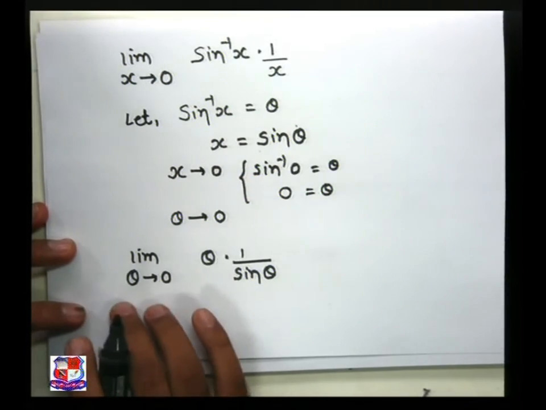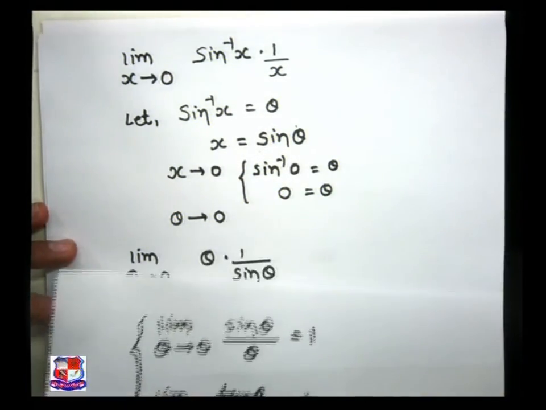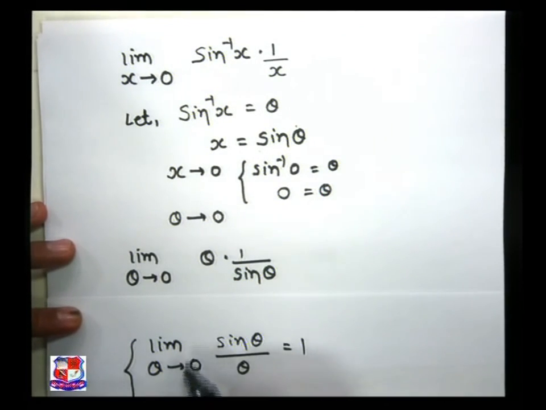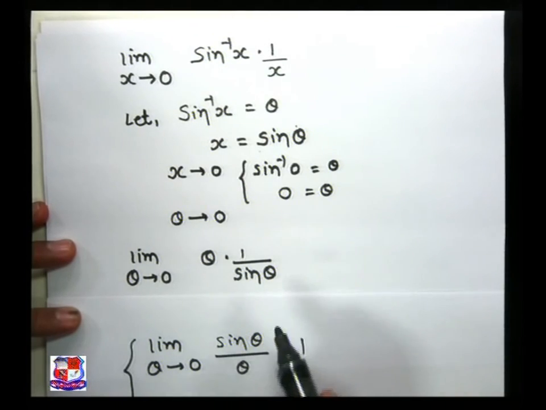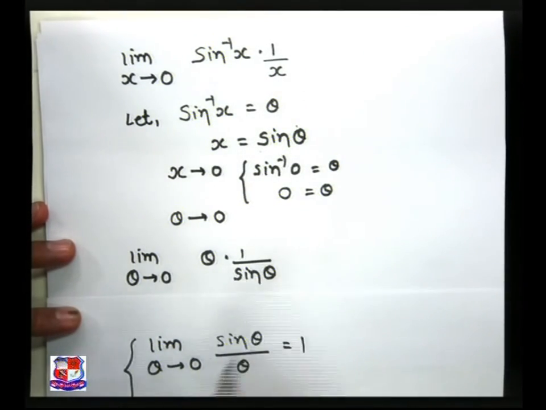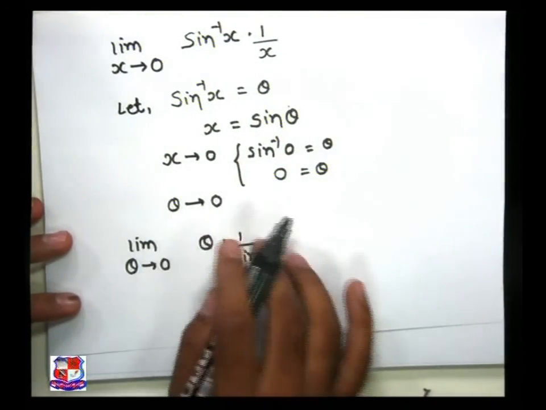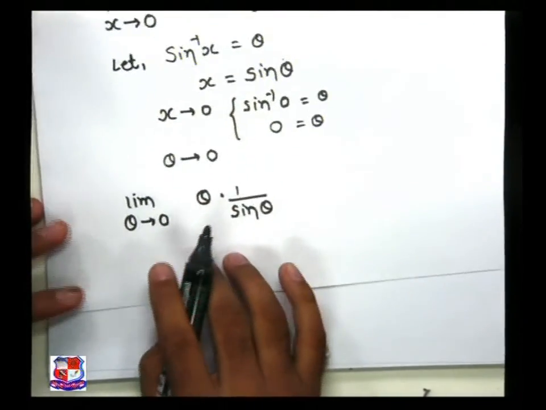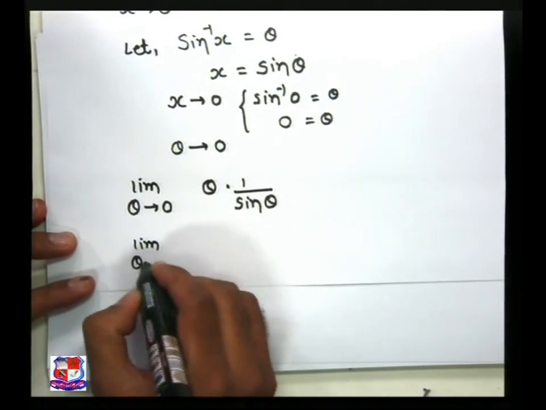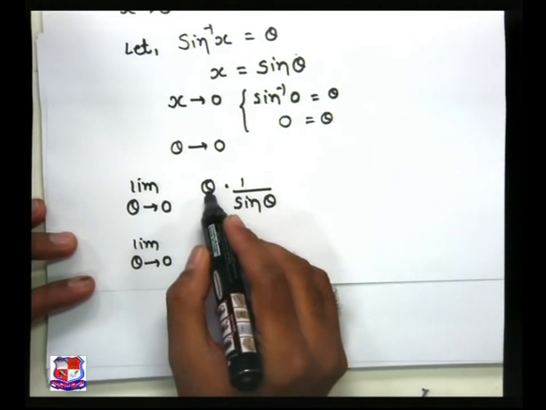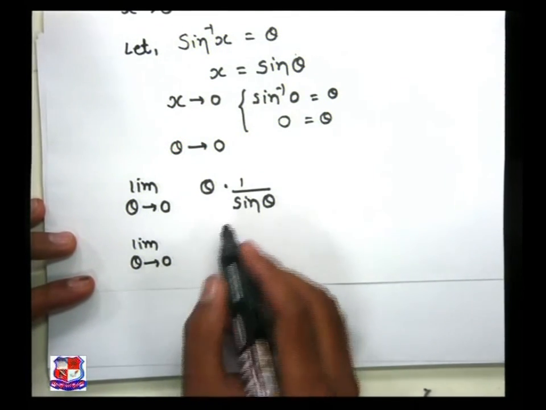Now next step, compare with our base sum or base formula. That is nothing but limit theta tends to 0, sin theta upon theta equal to 1, but here it is theta upon sin theta. So next step, that is the same question but in a different look. So limit theta tends to 0, this theta we apply to the denominator.